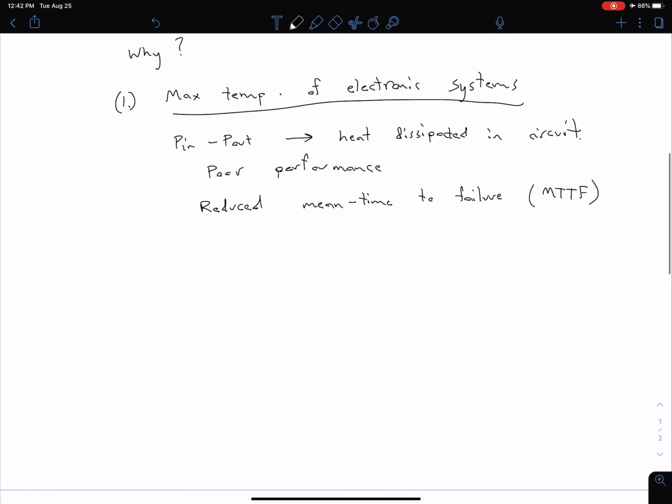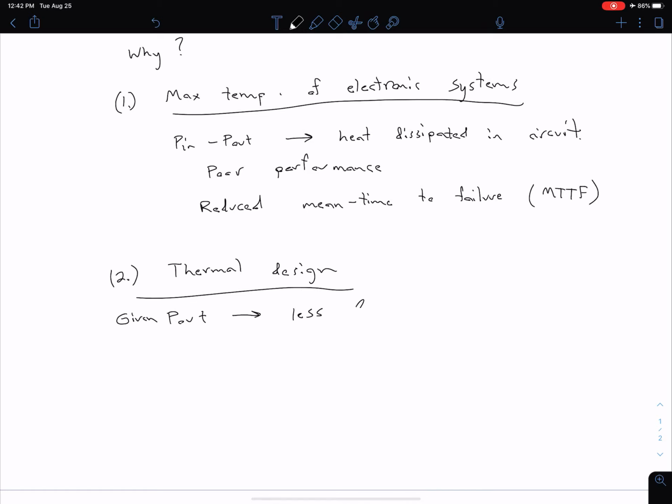Okay, so our temperature. So sort of related to that, and this is a slightly different order than what it appears in the notes, but we also need to consider our thermal design in terms of our P out and P in. And so why is our thermal design important? Well, for a given P out, if we have a less efficient design, we're going to need more cooling options. So for a given P out, if we have less efficiency, then that means we're going to need more cooling.